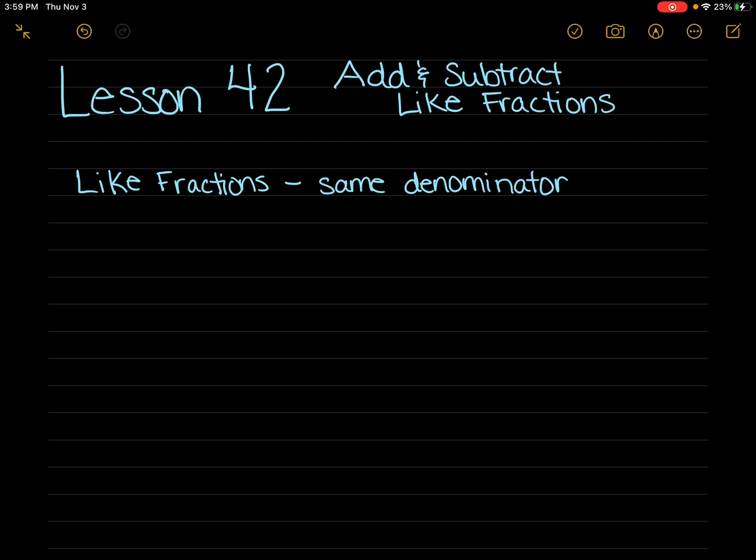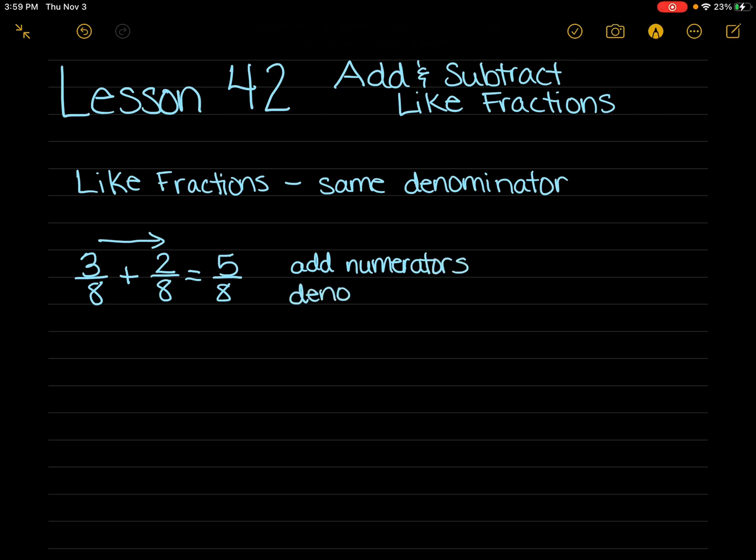So let's say we have something like 3/8 plus 2/8. When I add these two, I'm going to add my numerators, and that's going to give me 5, and then my denominator stays the same. So we're going to add numerators, okay, and then denominators stay the same. I should have written add or subtract numerators. Remember, numerators are your top numbers and denominators are your bottom numbers.